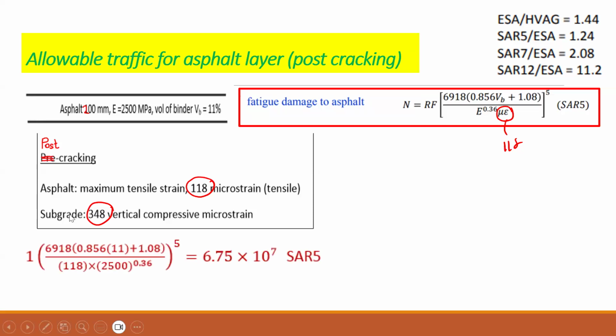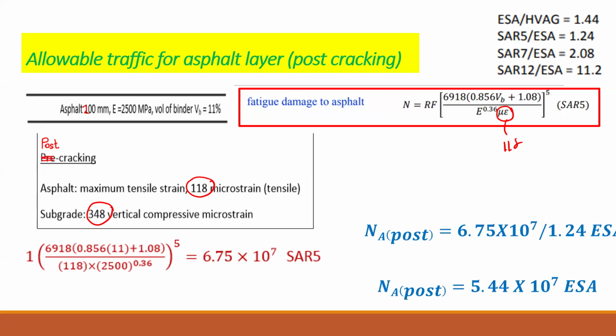You get this? Yes. So again, we need to convert it to ESA. When I convert it to ESA, I got this. This is for asphalt post cracking: 5.44 times 10 to the 7. Is that right?